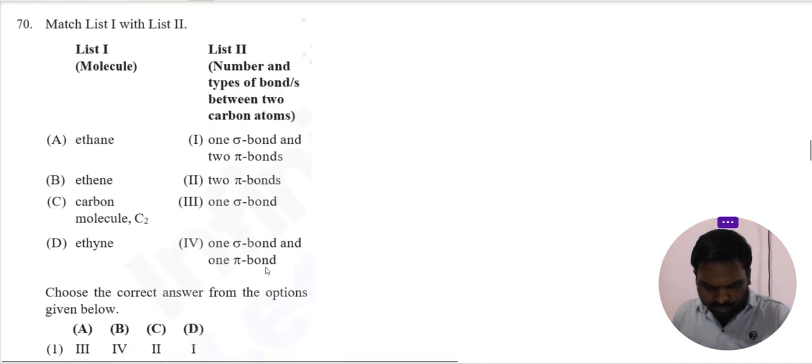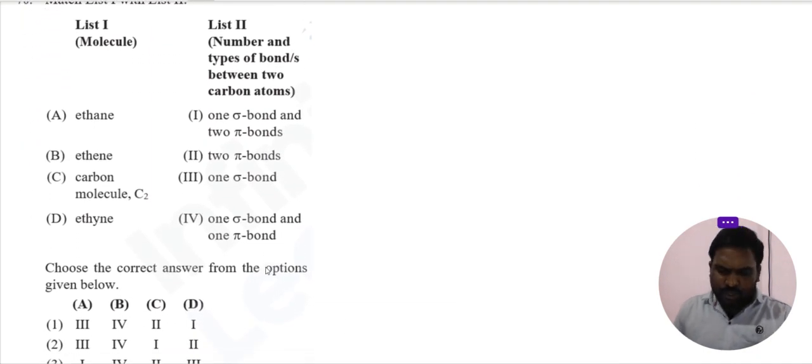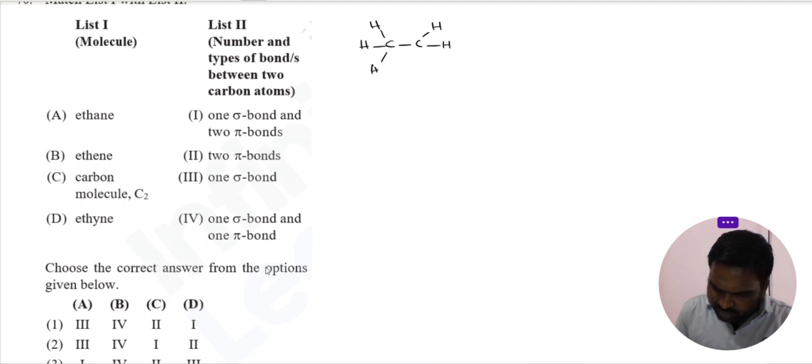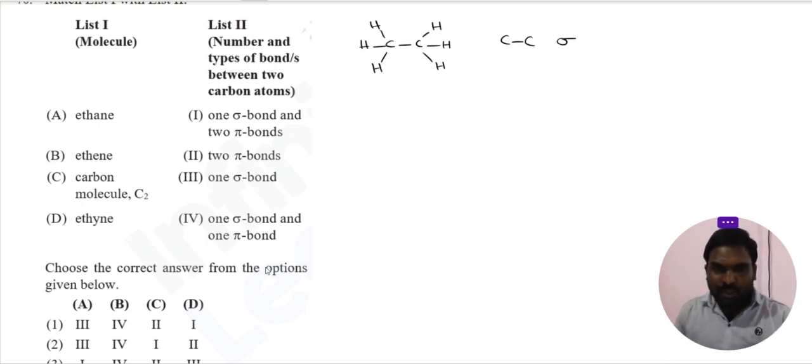Now moving to the next question. Molecule and number of types of bonds between carbon atoms. Ethane, C2H6. How many sigma bonds? Purely sigma bonds are there. Here the number of types of bonds between two carbon atoms: only the carbon-carbon sigma bond. Okay, only one sigma bond.